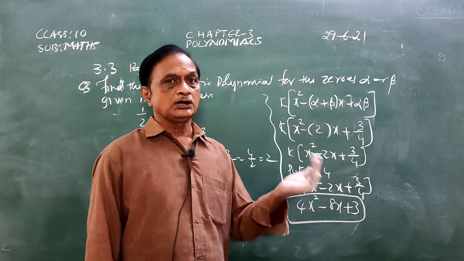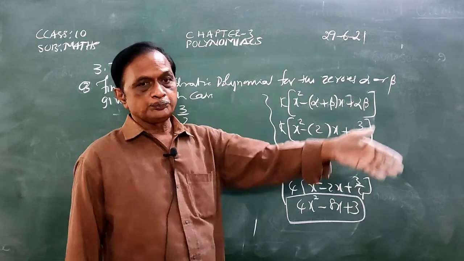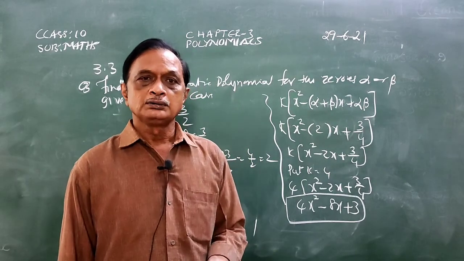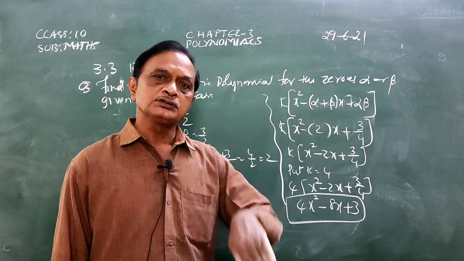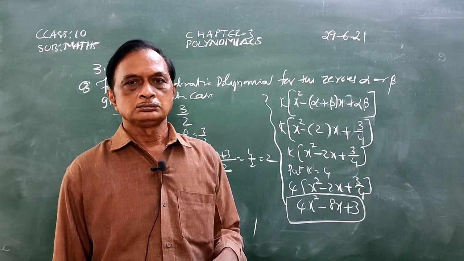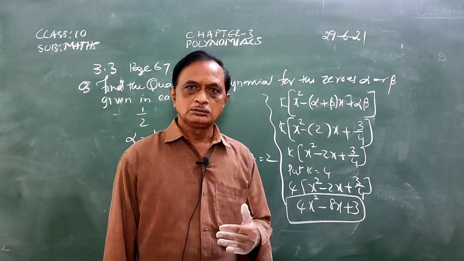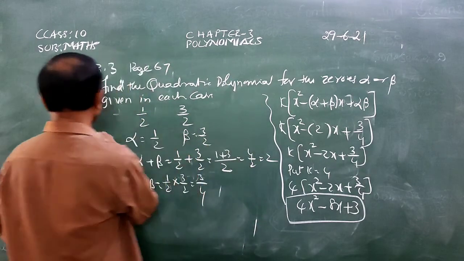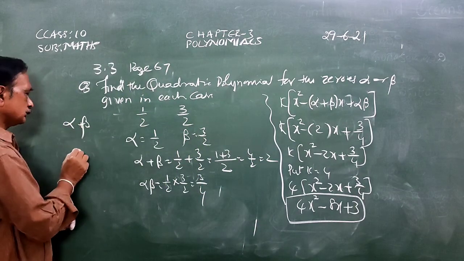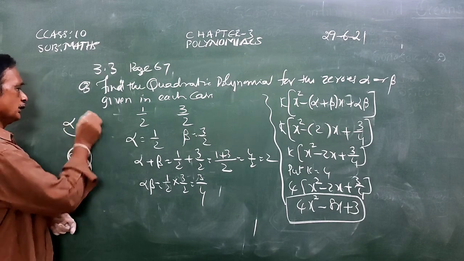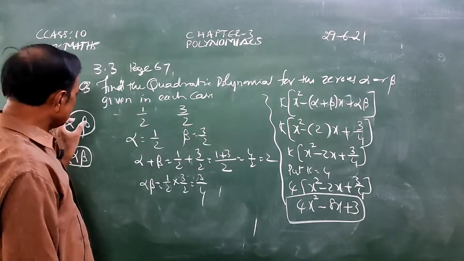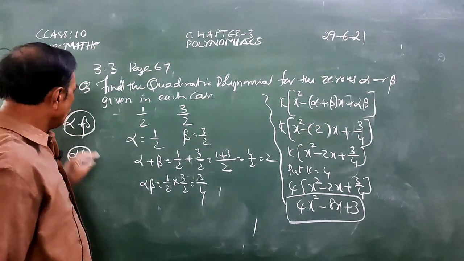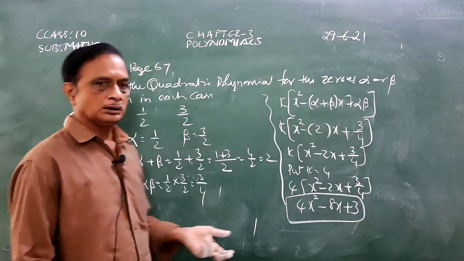And we have one more concept in the same one. Given zeros, we are able to find the quadratic polynomial by using this formula. But in the next situation, given the sum of the zeros and product of zeros, if alpha and beta are the zeros, the sum of the zeros is denoted by alpha plus beta. The product of zeros is denoted by alpha into beta. When these two values are given, how do you find the quadratic polynomial?